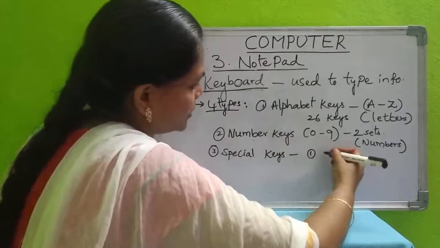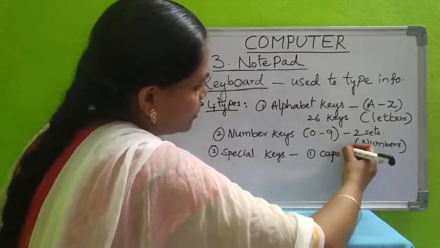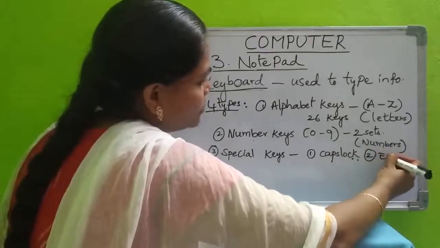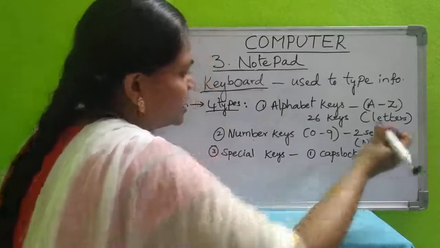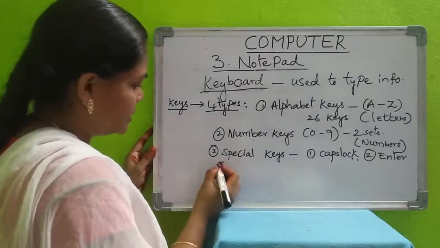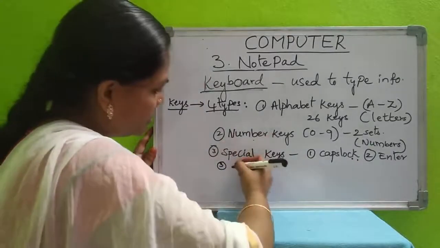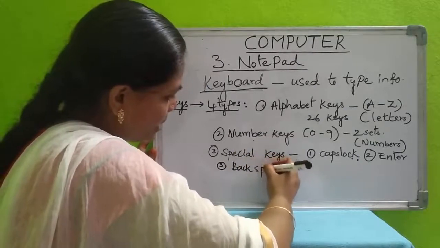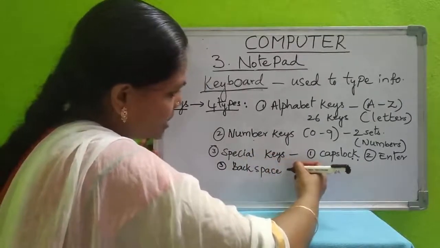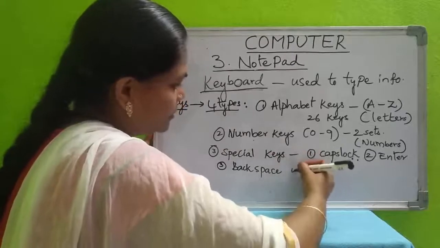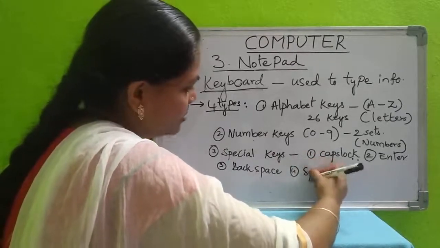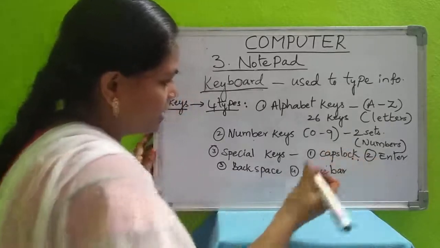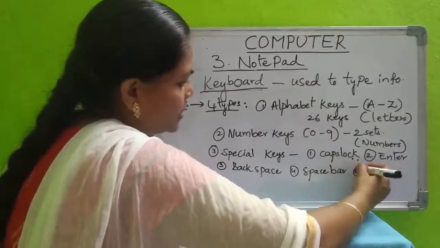Okay? So we use caps lock to type capital letters, and to go to next line we use enter key. Isn't it? We have learned all this in second class. Okay, next one, to erase the letters, we use backspace key. So backspace key works like an eraser. Isn't it? Fourth one, space bar, to give space between the words or sentences. Space bar. And what are the other keys?